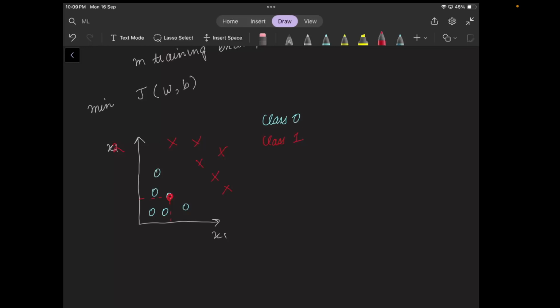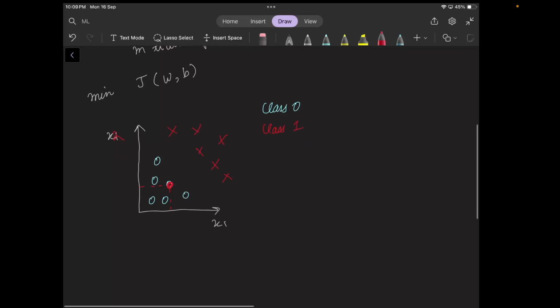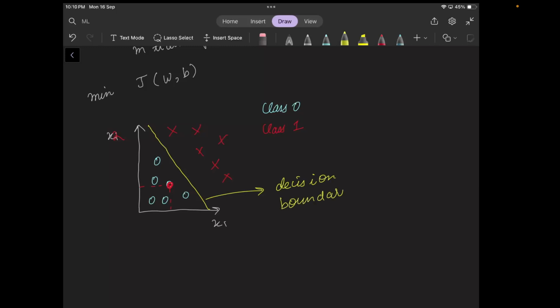Now in this case, the algorithm we would use would be logistic regression, and you can see that there is some sort of a boundary here between the two kinds of data points that we have, and we call this boundary the decision boundary. So essentially, if a data point is to one side of the decision boundary, it is of a particular class.